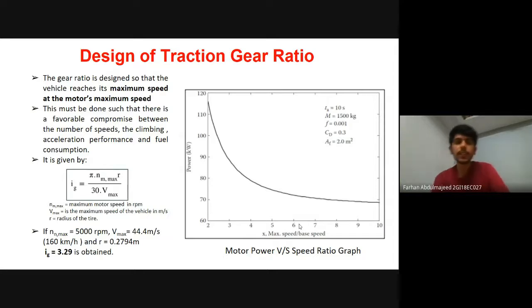I'll start. So, design of traction gear ratio.